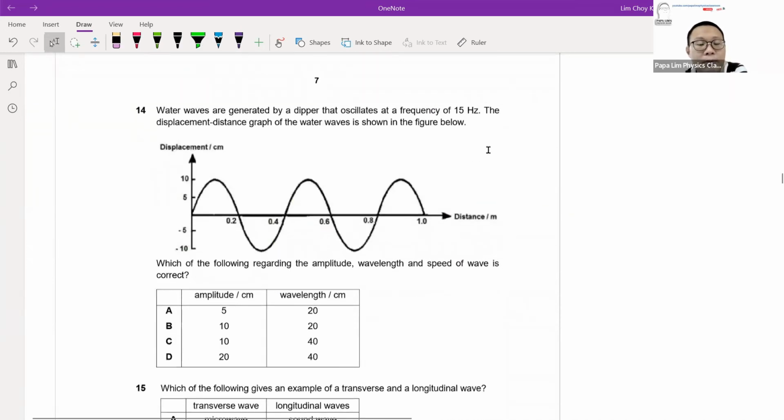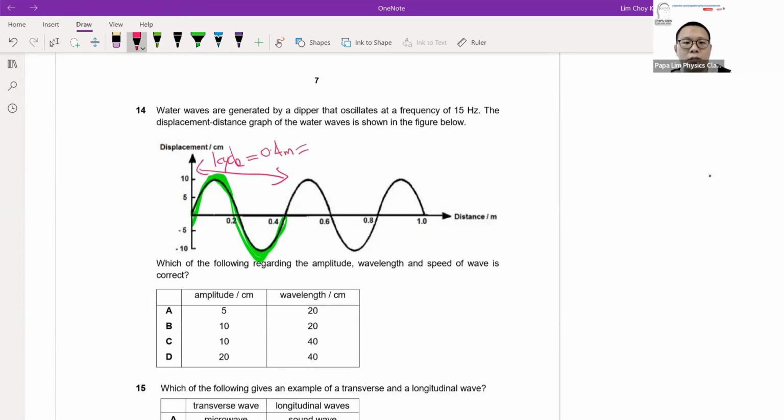Displacement-time graph, displacement-distance graph, sorry. Same as before, every time before I read the question, the moment I see the graph, I will highlight to myself the wavelength. What does the distance represent? This represents one cycle. So it is one cycle here. It gives you 0.4 meter, which is what we call lambda, the wavelength.